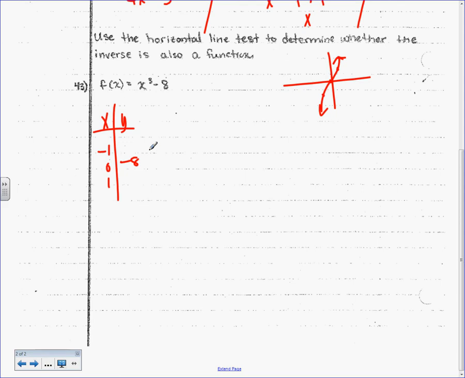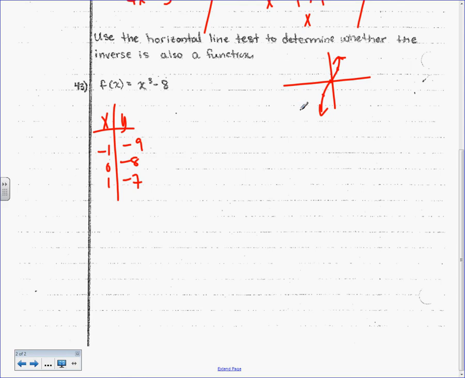Let's plug 1 in. What's 1 cubed? 1, minus 8? -7. -1 is going to give me -1. -1 cubed is -1. Okay? And then minus 8? -9. This isn't symmetric like a parabola is. Do you see what I'm saying?